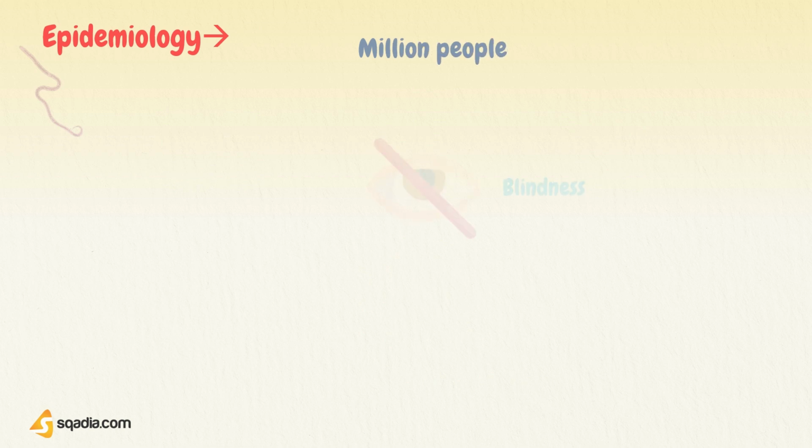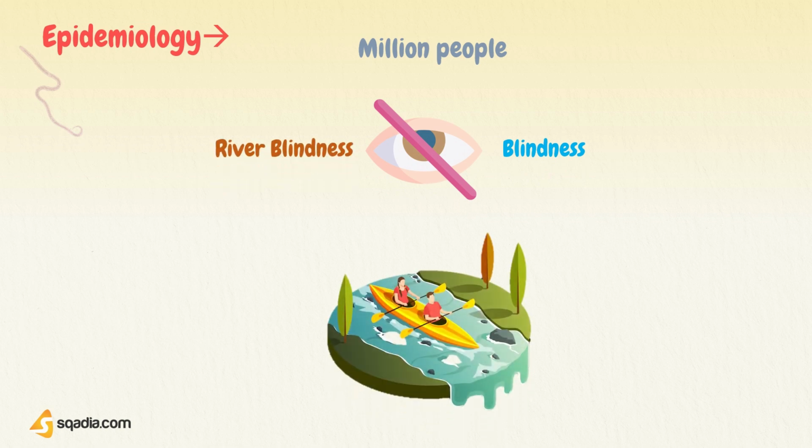The disease is a major cause of blindness. It is called river blindness because the blackflies develop in rivers and people who live along those rivers are affected. Infection rates are often greater than 80% in areas of endemic infection.